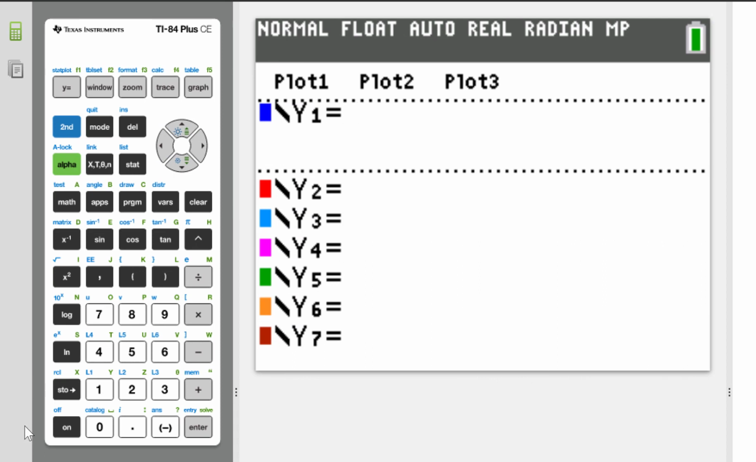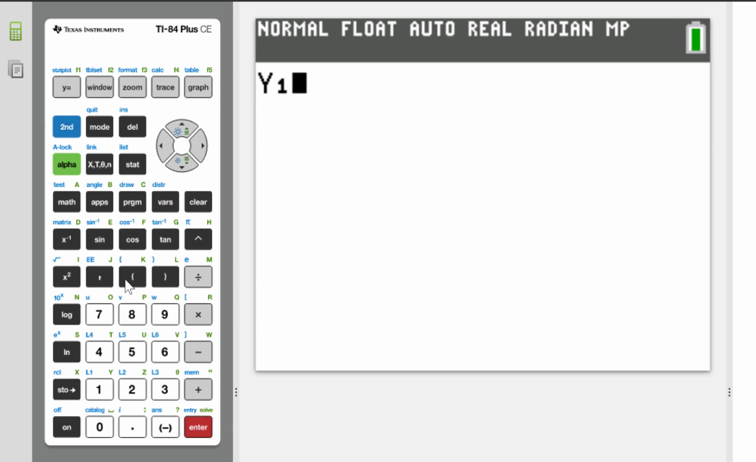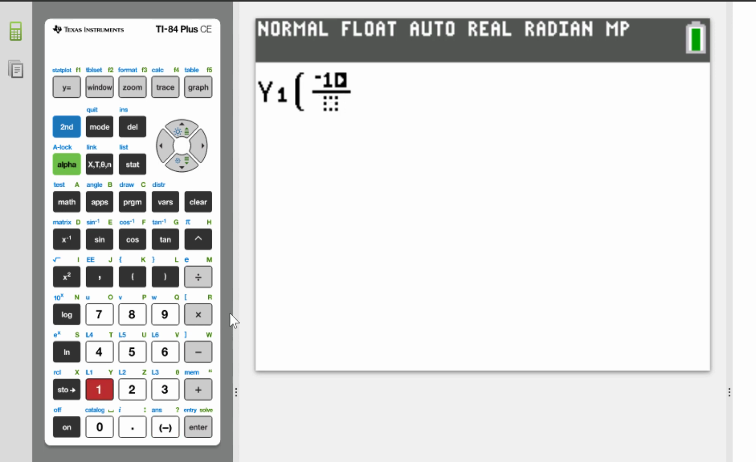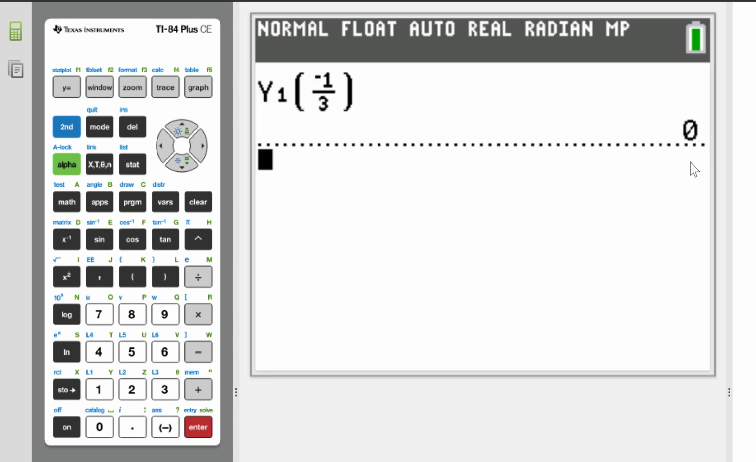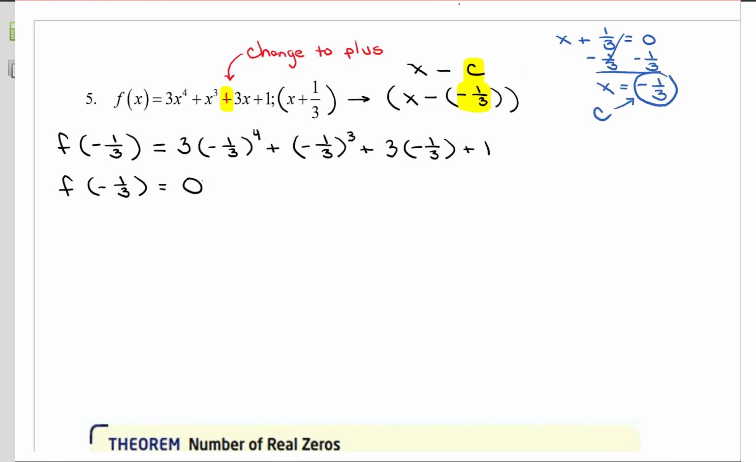Okay, so if we go to your calculator, we can type in that function as y sub 1. So that's what I'm doing. I'm typing in that 3x to the fourth plus x cubed plus 3x plus 1. Now, if we go to vars, y sub 1, I can put in some parentheses and evaluate this function for any specified value of x. So I'm going to type in that negative 1/3, close the parentheses and press enter, and there you go. That basically tells me that f of negative 1/3 is 0. So negative 1/3 is a 0.